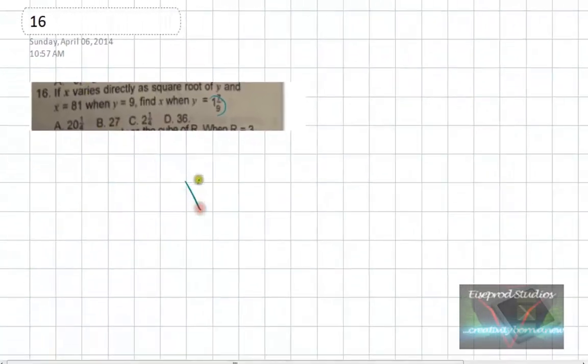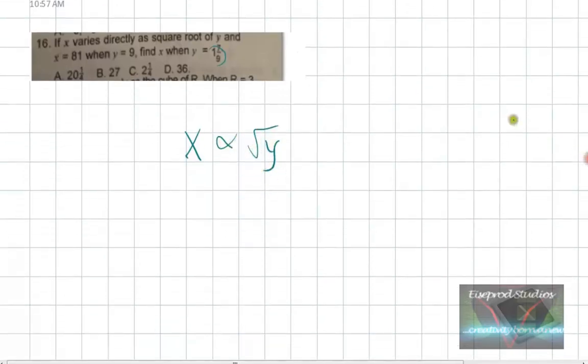We know that x varies directly as the square root of y. So this symbol means that x has some sort of direct proportionality to y, and so we're going to represent that direct proportionality as k, where k is a constant. So now what we want to do is solve for k using the two numbers that they gave us here.